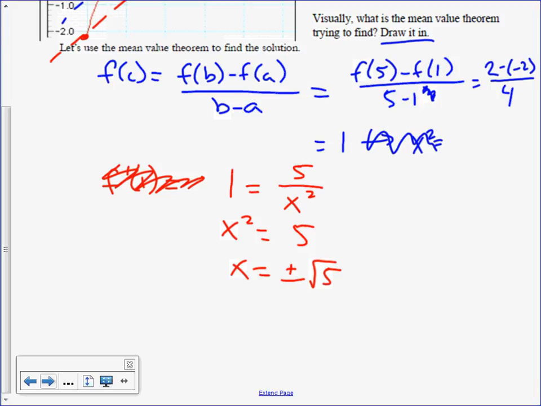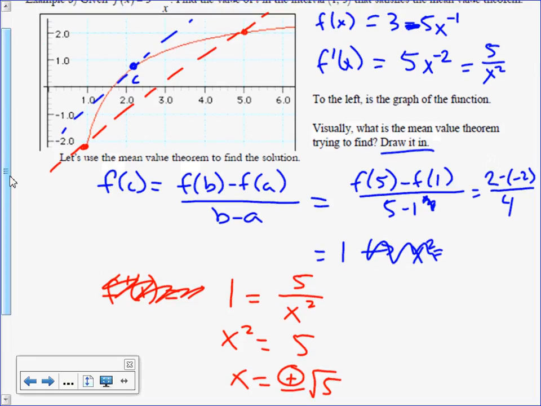It has to be positive. Yeah, it would have to be positive root 5, which if you took the square root of 5, it's like 2 point something. So C is like 2 point something.